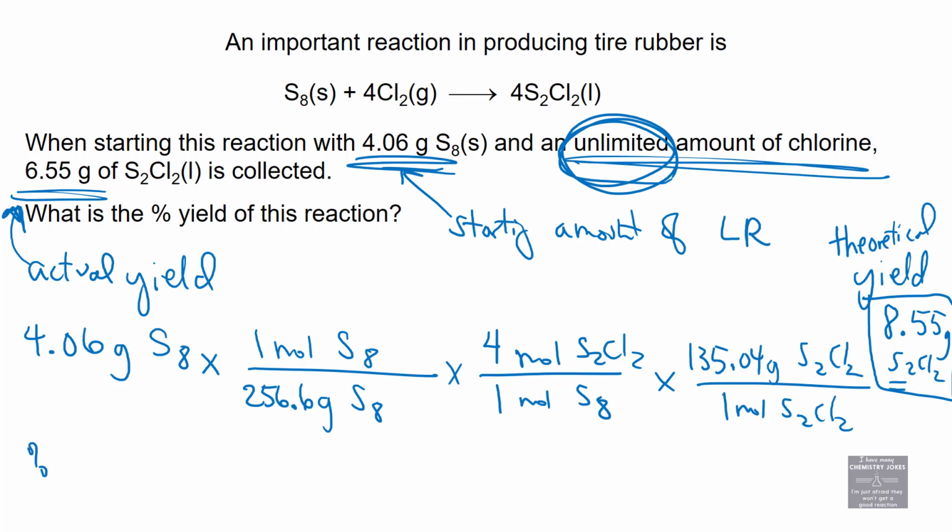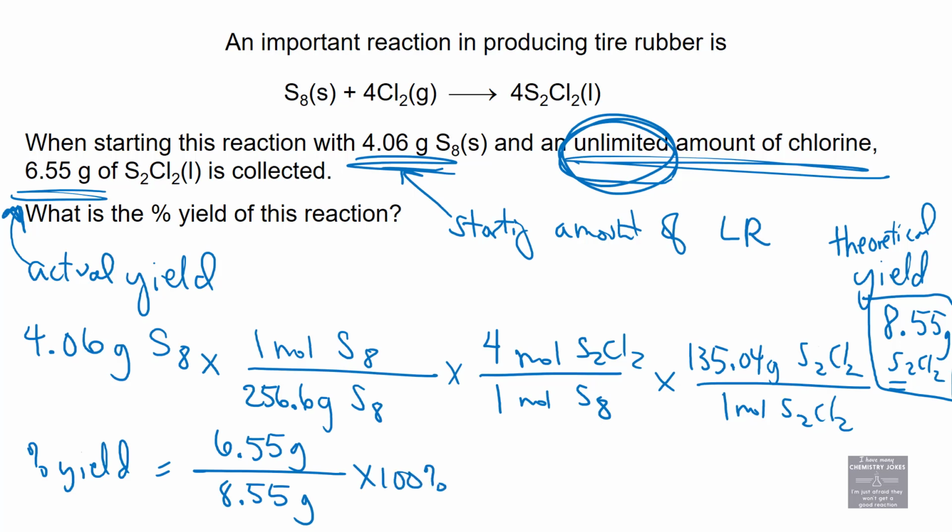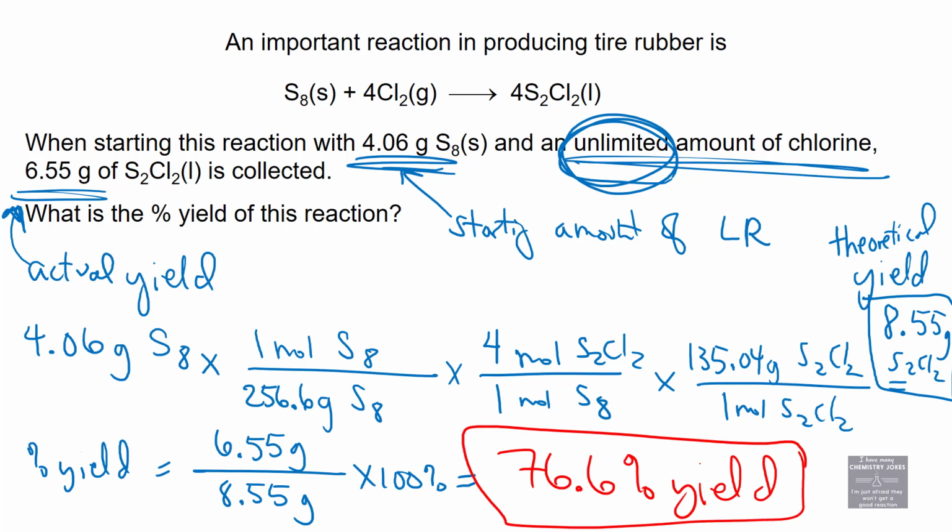And percent yield is actual over theoretical times 100, and we get 76.6 is what I got, percent yield. The reality is, if you get a 76.6% yield on something you do in the lab, that's not too shabby at all. As you get more experience, hopefully those numbers go up, but sometimes it's the reaction to blame, not your lab skills.